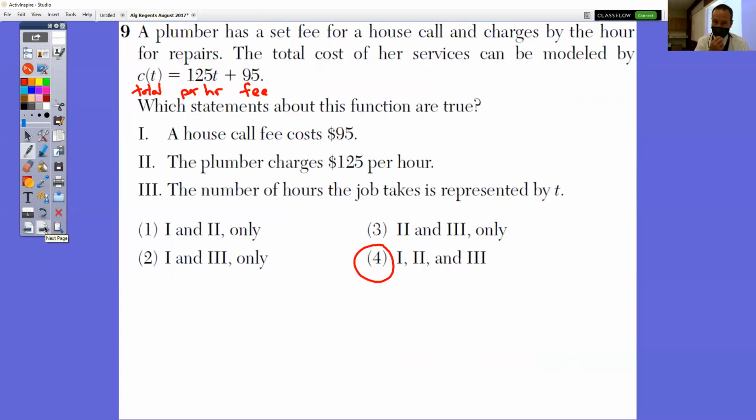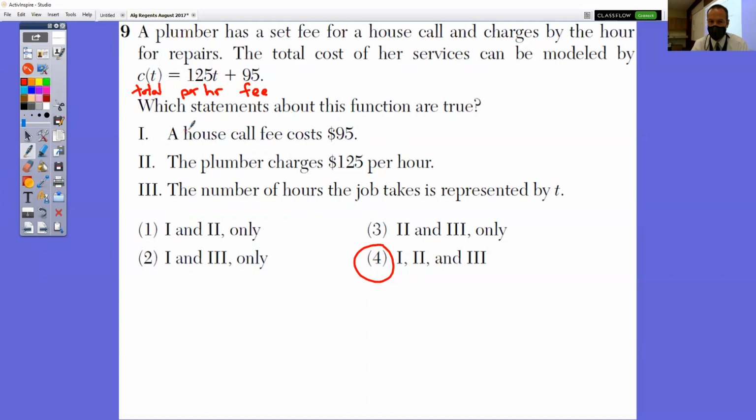In question number 9, a plumber has a set fee for a house call and charges by the hour for repairs. The total cost of her services can be modeled by 125T plus 95. So the C of T, that's your total, equals 125 times the number of hours plus the $95 fee. So which statement is true?